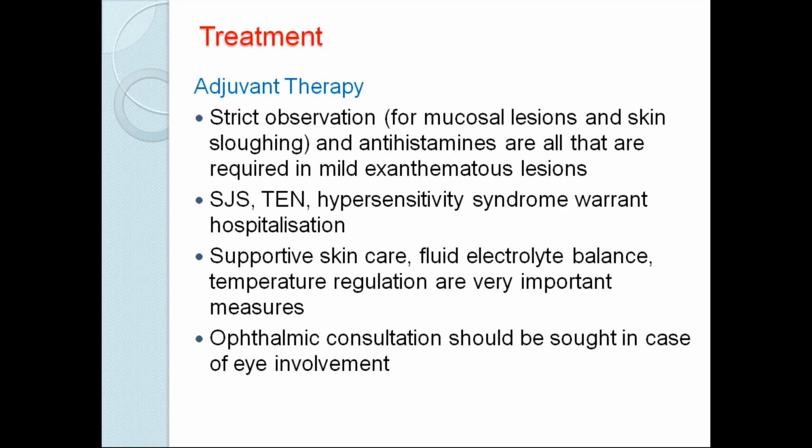And ophthalmic consultation, because like I told you, there might be purulent conjunctivitis, increased lacrimation, synechiae formation, or even ulceration. So to avoid all those life-threatening things, we have to consult an ophthalmologist for opinion, and thorough measures should be taken. That way we can preserve the eyes.